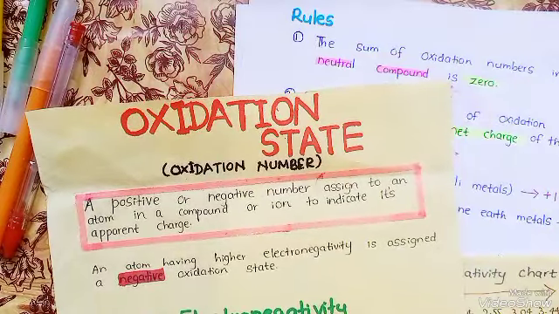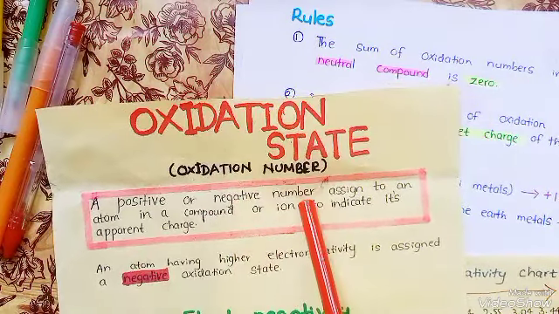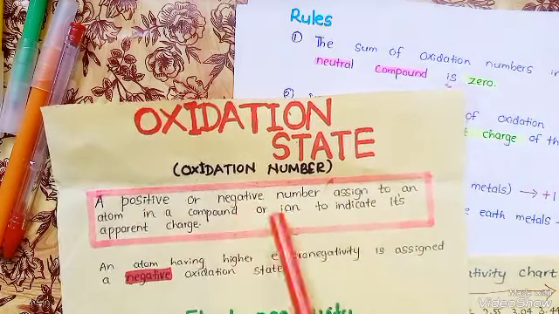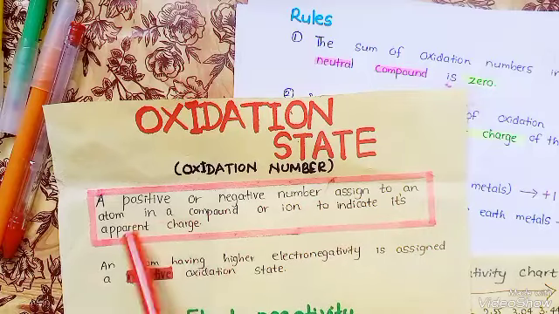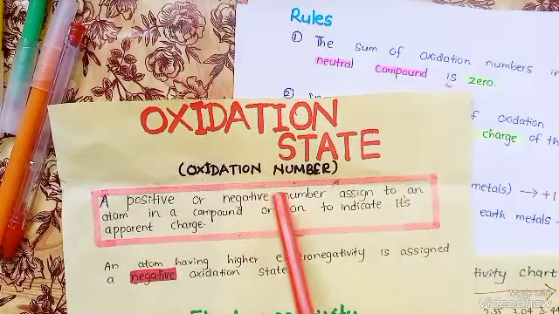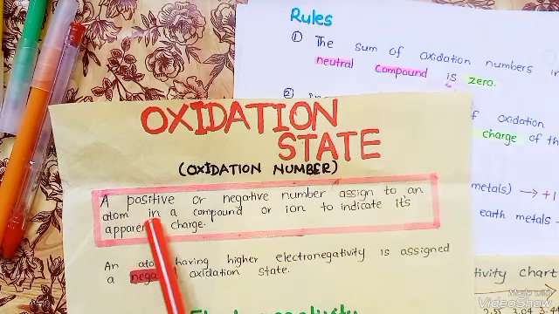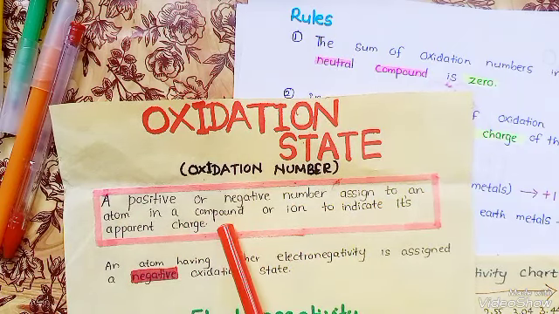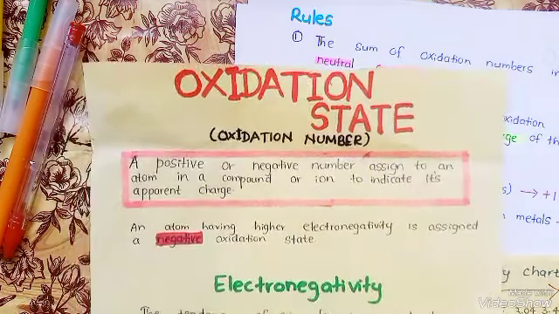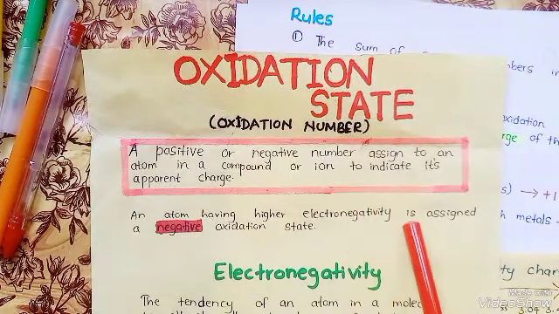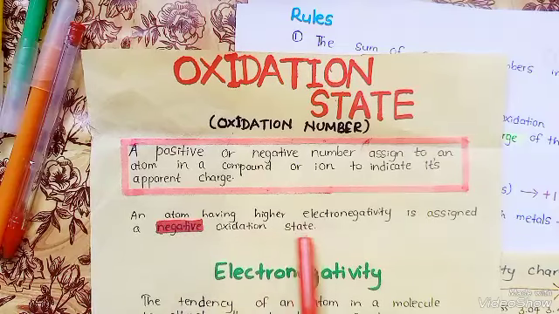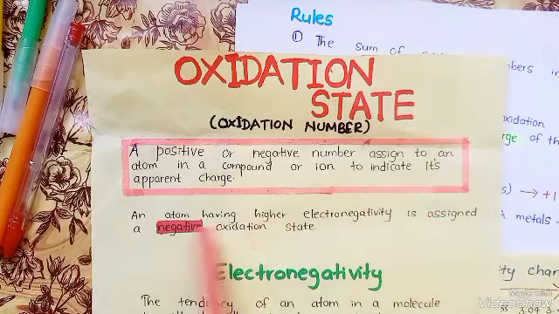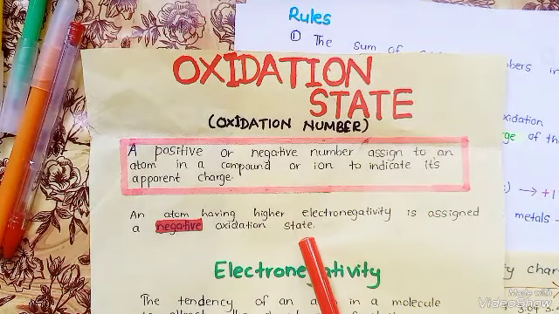Oxidation state is a positive or negative number assigned to an atom in a compound or ion to indicate its apparent charge. An atom having higher electronegativity is assigned a negative oxidation state.